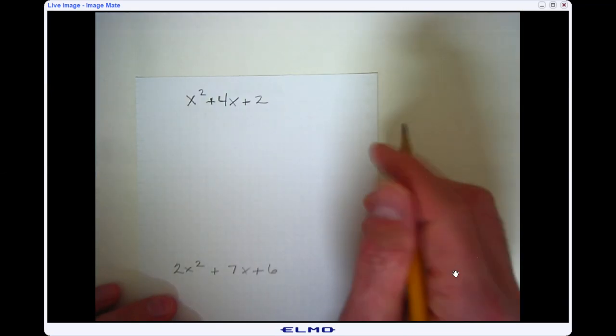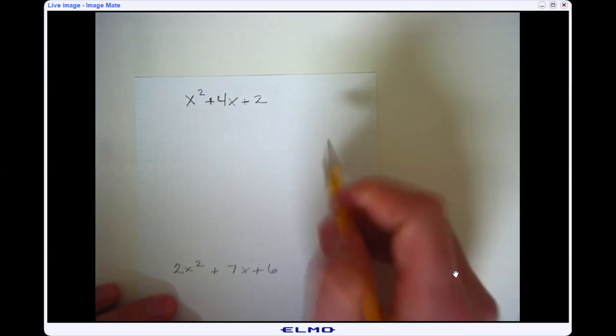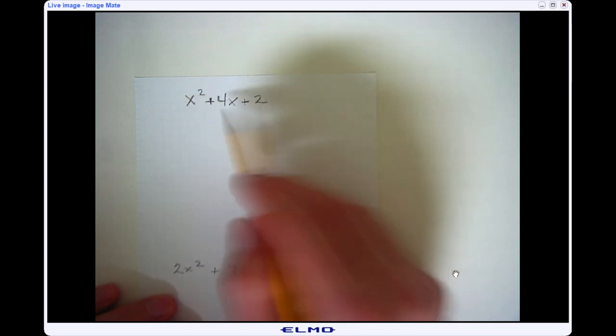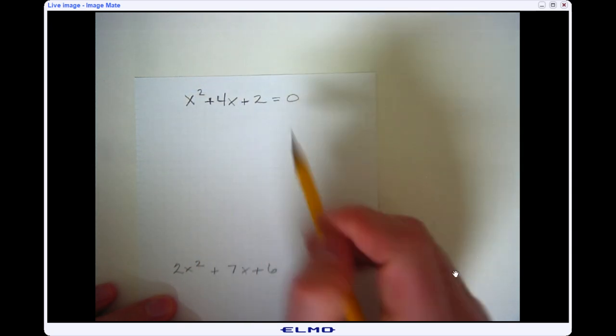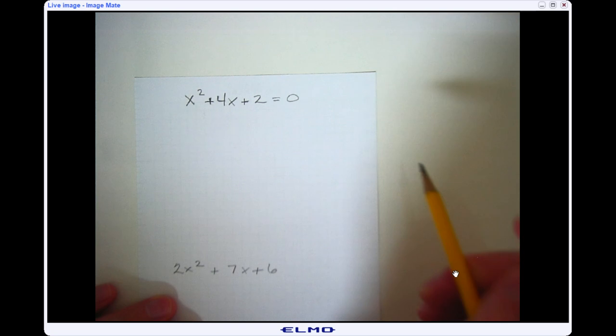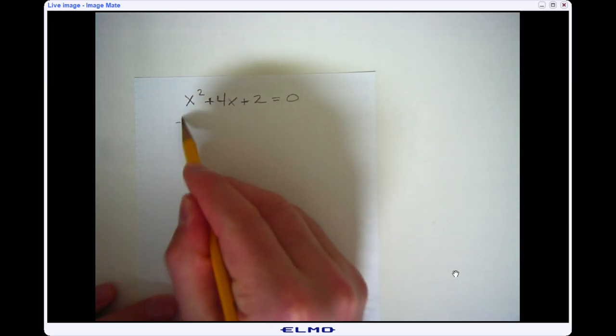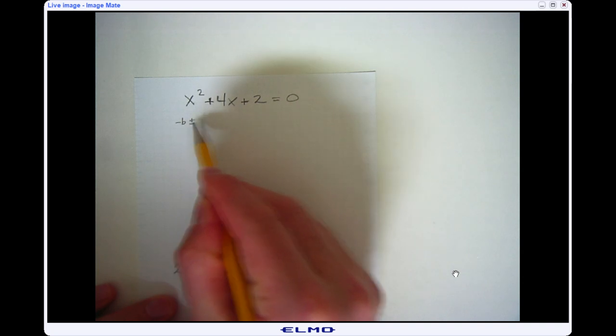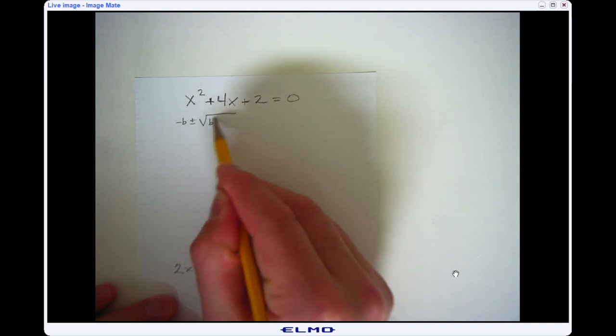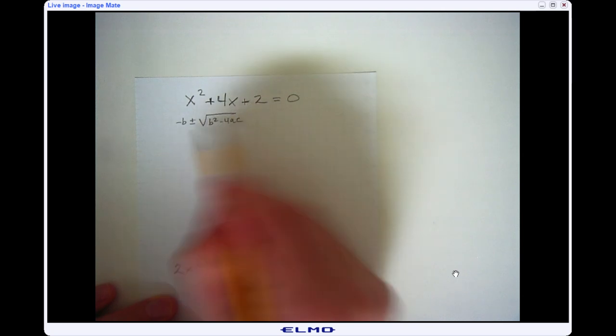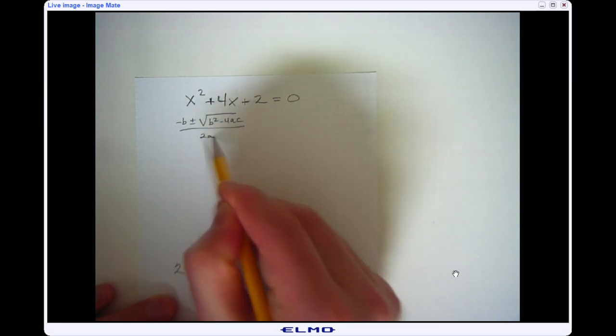Here are some more examples of the quadratic formula. So again, remember this equals y, but if I make it equal to 0, what I'm really finding are the x-intercepts or the roots. So remember, the quadratic formula is the opposite of b plus or minus the square root of b squared minus 4ac, all over 2a.